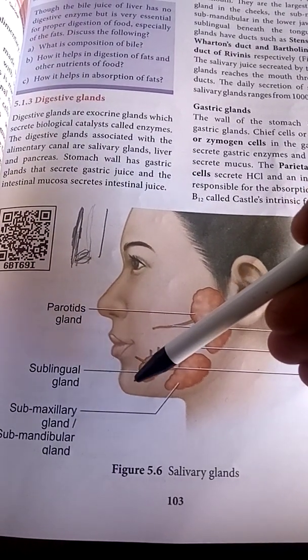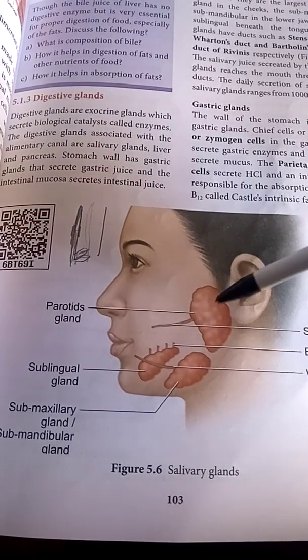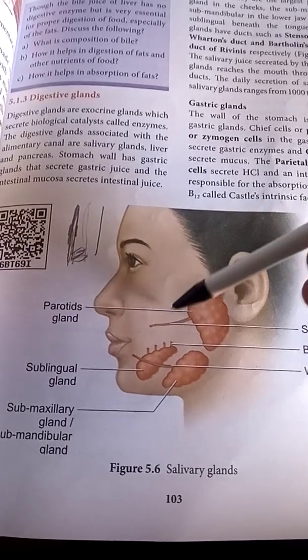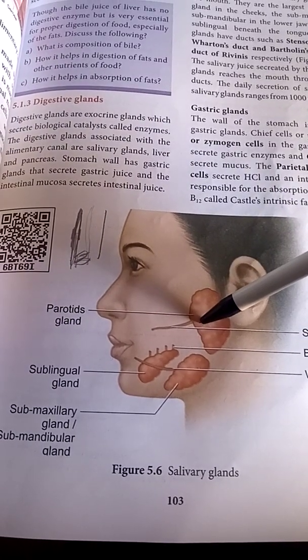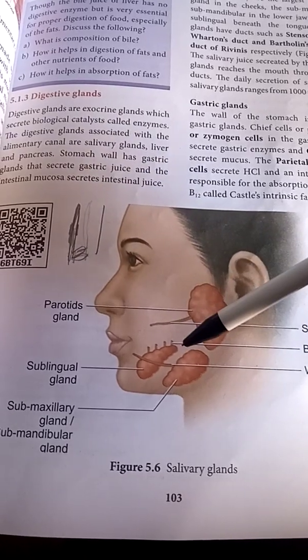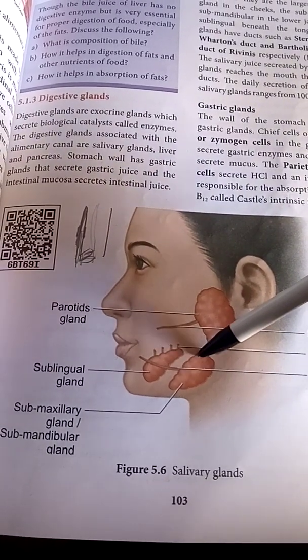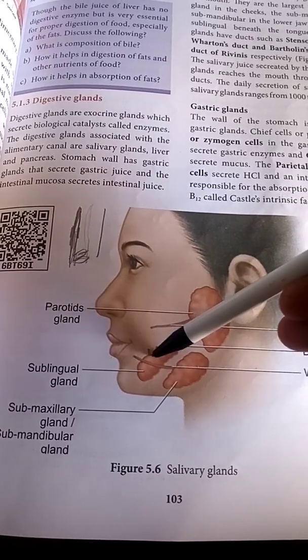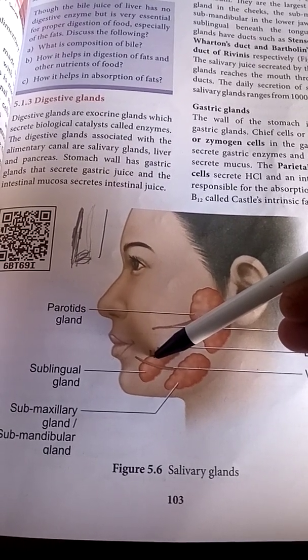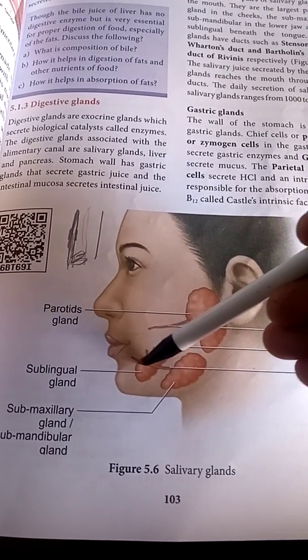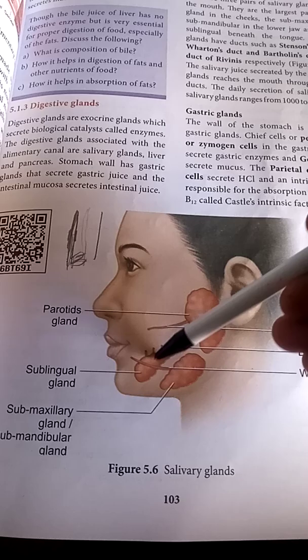Okay, so these glands also have ducts. The ducts are known as Stenson's duct, from the parotid gland. Then Wharton's ducts. And then Bartholin's ducts or ducts of Rivinus. So 3 pairs of ducts.